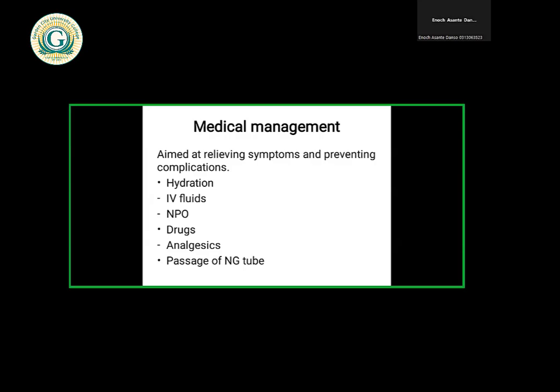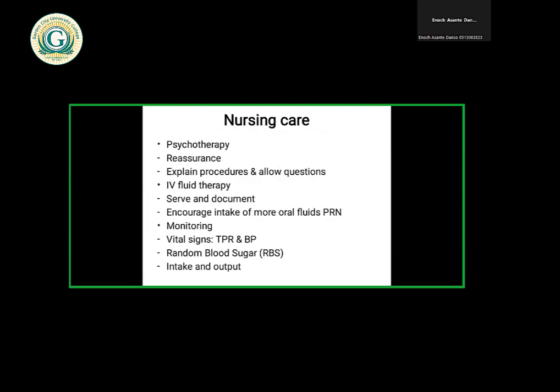Also, we give them drugs such as analgesics, and at times we may have to pass a nasogastric tube to remove contents of the stomach, or an NG tube can also be used to pass into the duodenum area so that food can pass across. But most of the time, we use the NG tube to do gastric lavage, that is, to empty every content from the stomach.